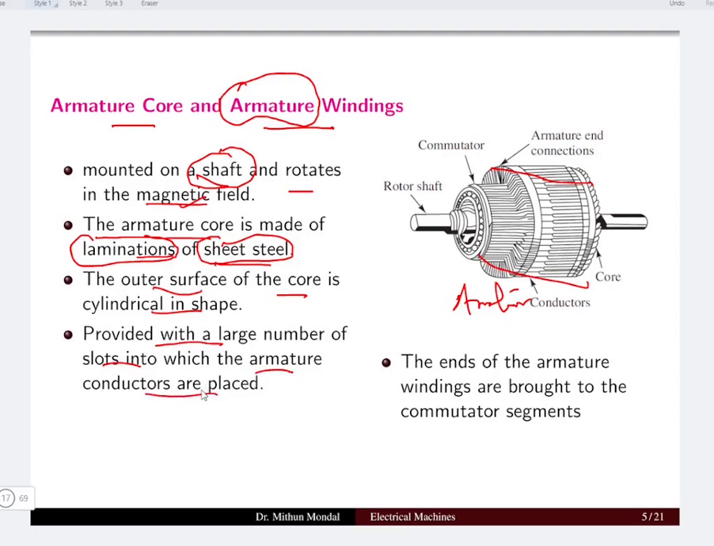So in the armature core, there will be slots present in which the conductors will be placed, and these conductors are placed in different forms which we will see. And the ends of the armature windings are brought out to the commutator segments. So if you see, this is a commutator through which the end connections of the windings are connected.